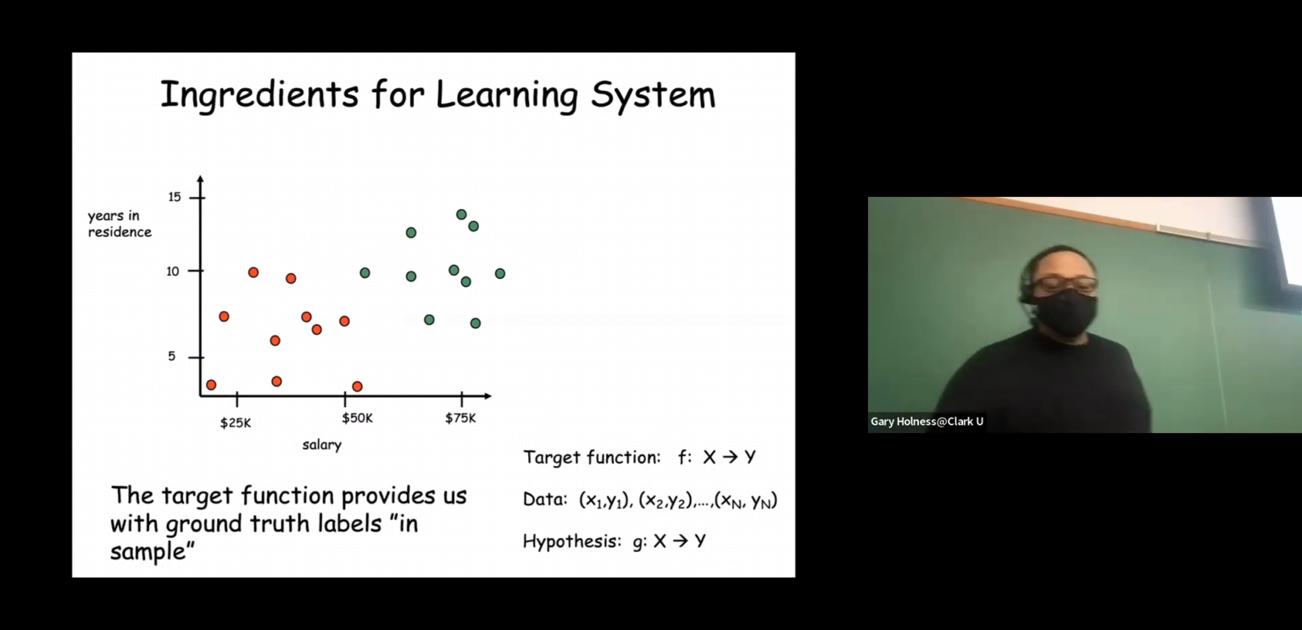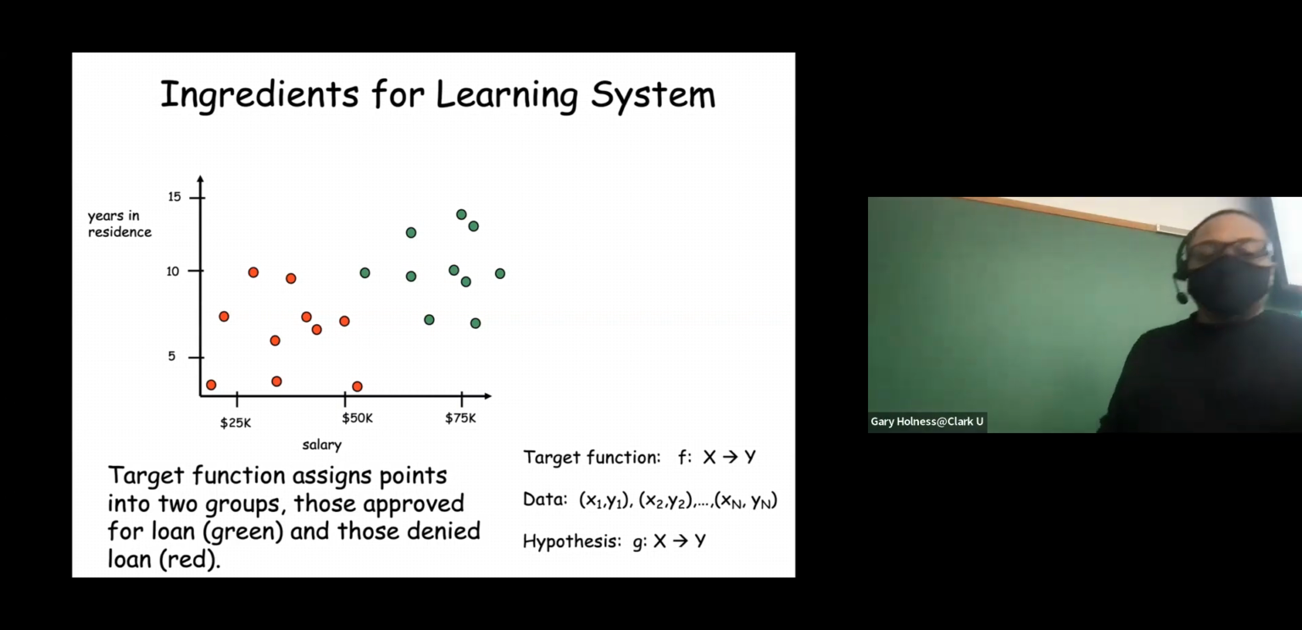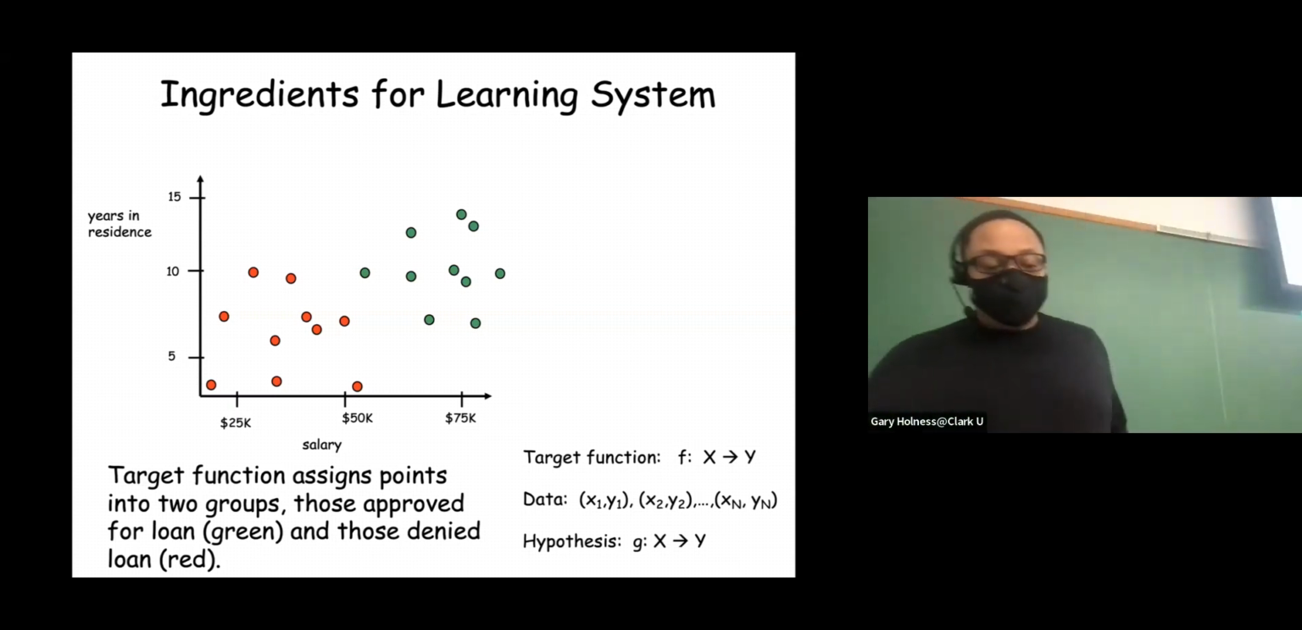The target function provides us with the ground truth labels on the in-sample points. We can think of this target function as dividing or chopping up feature space into 2 parts, if you were to draw a line, kind of like taking a straight knife and just cutting across feature space. One partition, if we were to partition it into 2 pieces, would be the red partition. All the points in that part of feature space are denials. And the other slice would be all of those points that are green, they're approved, okay?